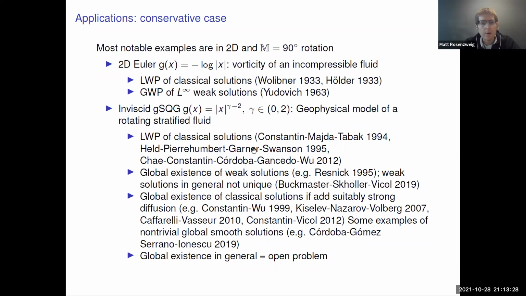You know that there's local well-posedness of classical solutions. There's global existence of certain weak solutions. In general, they're not unique, though. And there's global existence of classical solutions if you add some suitably strong diffusion, as well as some examples of non-trivial global smooth solutions. But the important thing is that in general, unless there's been a major development that I'm unaware of, global existence is in general unknown for this family of equations.